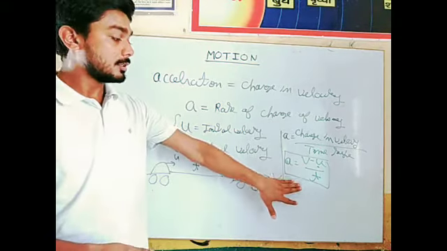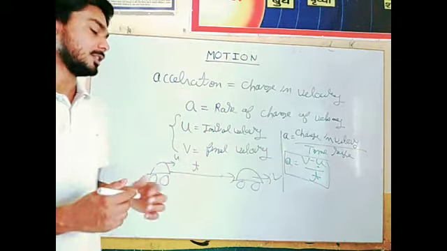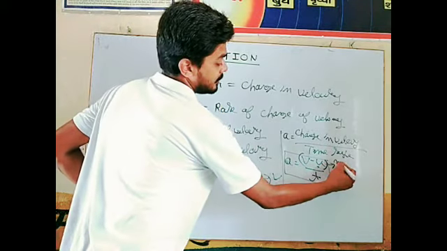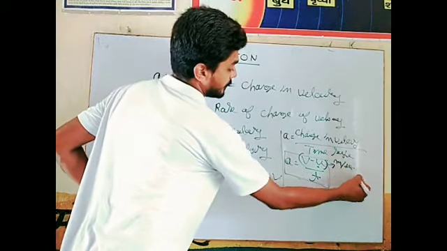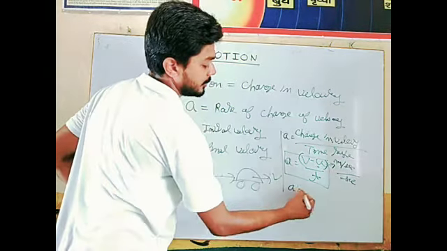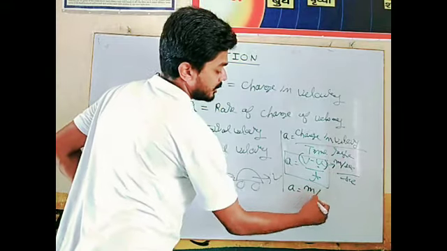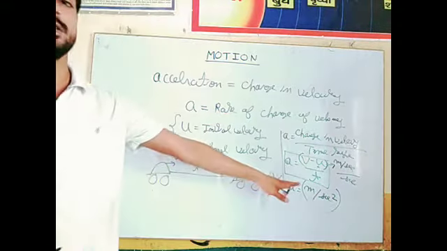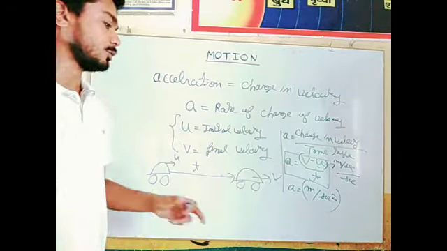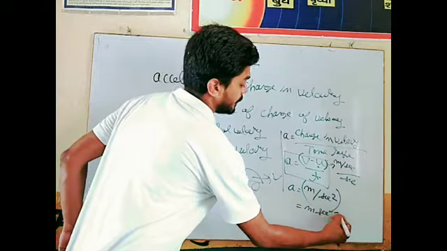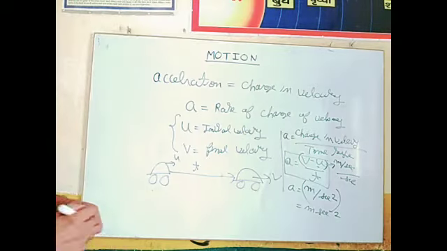Now we are going to discuss the unit of acceleration. What is the unit of velocity? Velocity is meter per second. And what is the unit of time? Second. You will write the unit of acceleration as meter per second square. The unit of acceleration is meter per second square. You can also write it as meter second to the power minus 2.